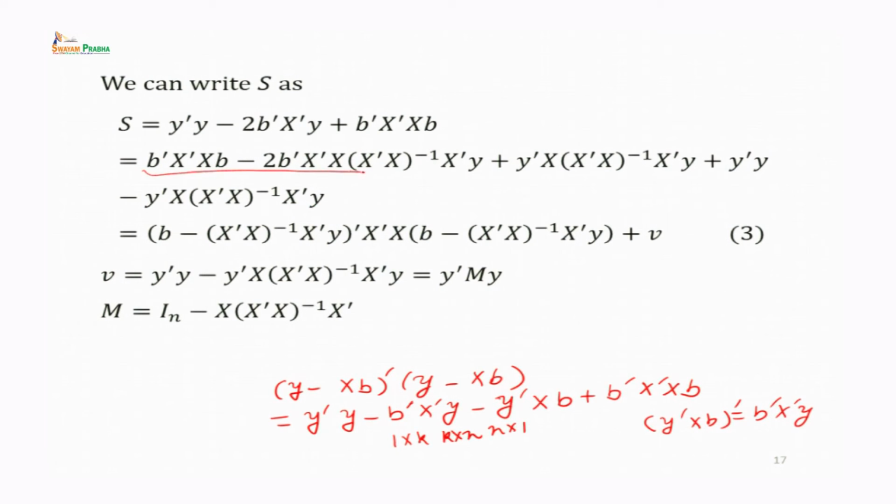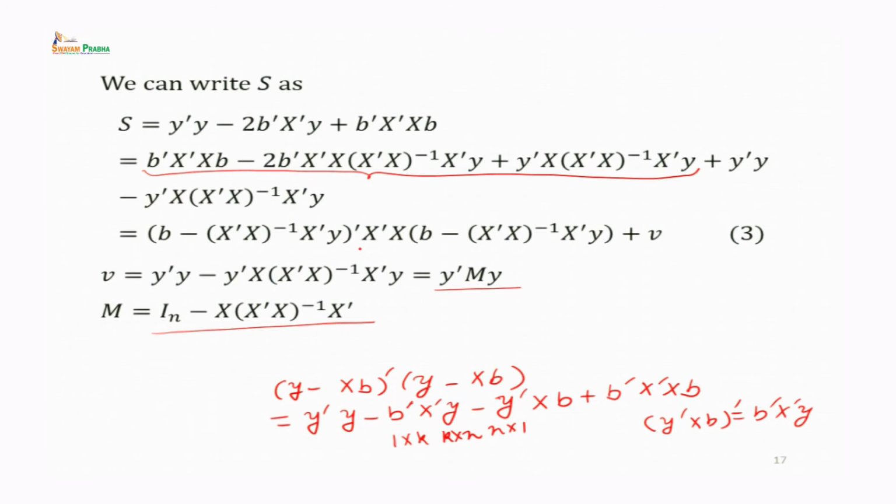Now, you combine these three terms. So, you can write these three terms as (b minus X transpose X inverse X transpose y) transpose, in the middle you have X transpose X, then (b minus X transpose X inverse X transpose y). So, for example, the first term is b transpose X transpose X b, which you get from here, and then the second term minus 2 times b transpose X transpose X inverse X transpose y, which you can obtain. And then S is equal to this quantity, plus y transpose M y, where M is equal to this.